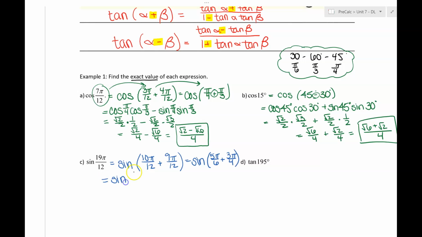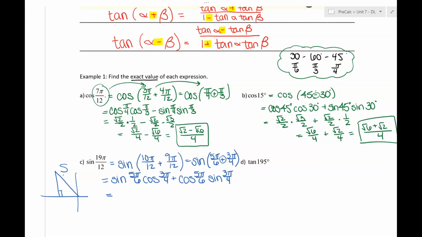So we get the sine of the first angle, which is 5 pi over 6, times the cosine of the second angle, 3 pi over 4. Sine stays the same, so plus the cosine of the first angle, 5 pi over 6, times the sine of the second angle, 3 pi over 4. Okay, so we're in the second quadrant right here. So sine and its reciprocal are positive.